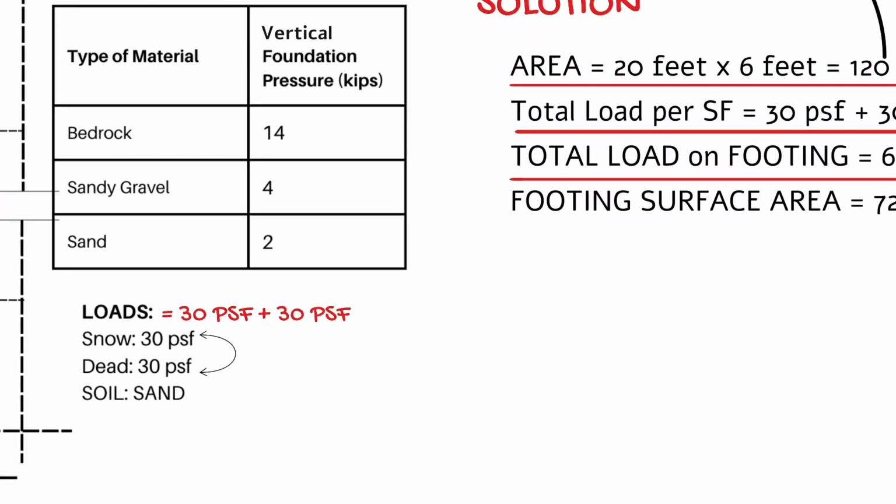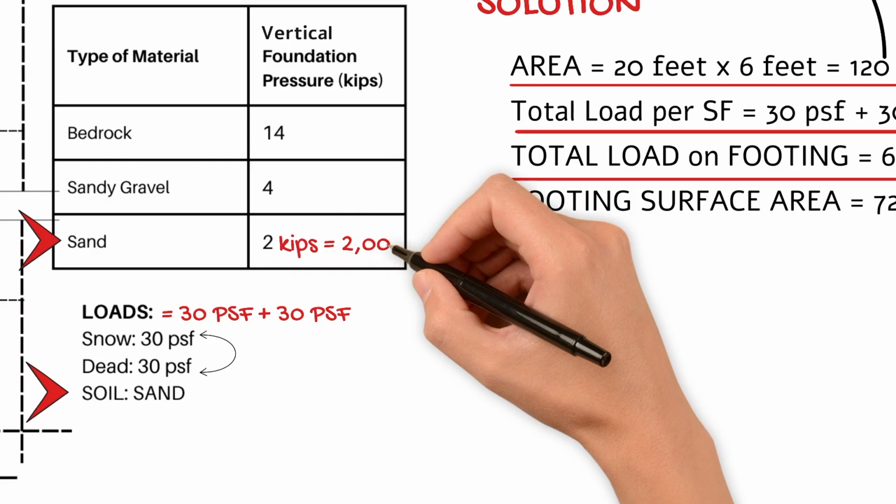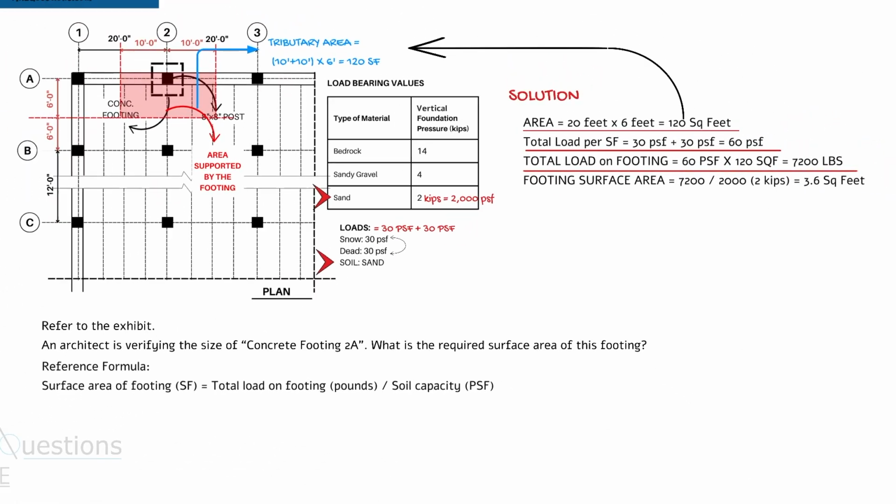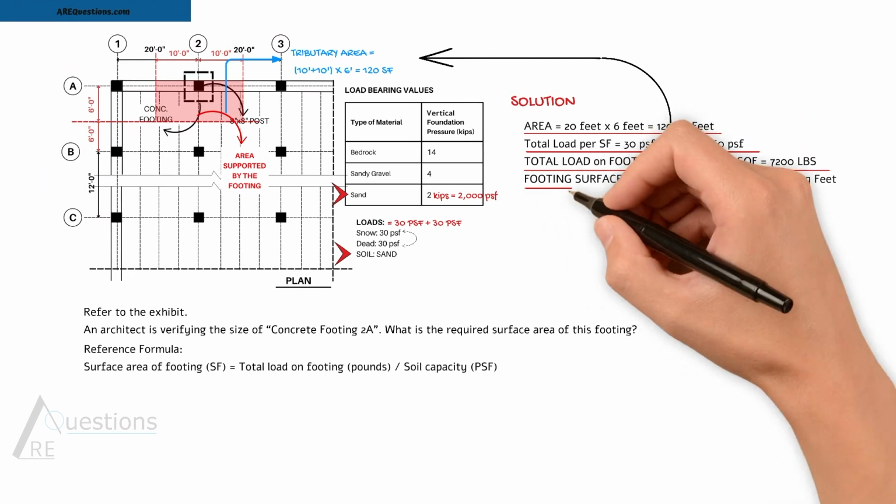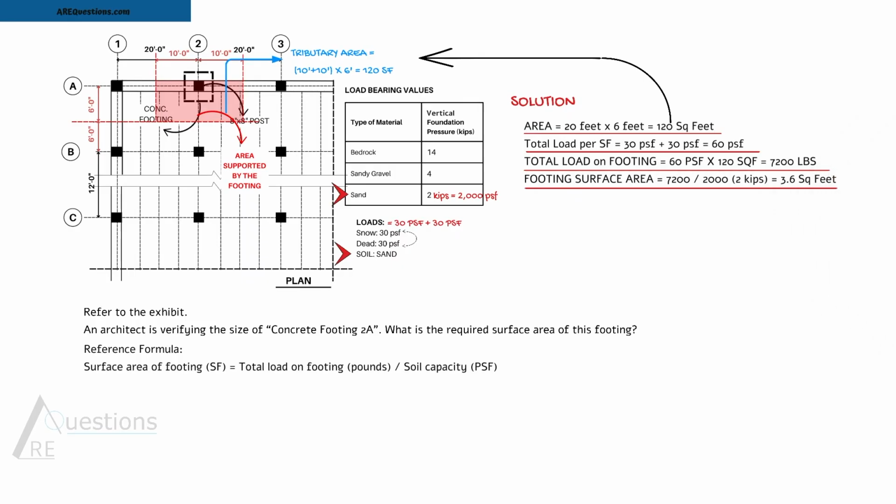So the other portion of the formula is soil capacity. The question says the soil type is sand, and sand has 2 kips vertical foundation pressure. When you convert 2 kips into pounds, that's 2,000 pounds. When you insert the numbers in the formula, which is footing surface area equals the total load on footing divided by soil capacity, you will find that the answer is 3.6 square feet.